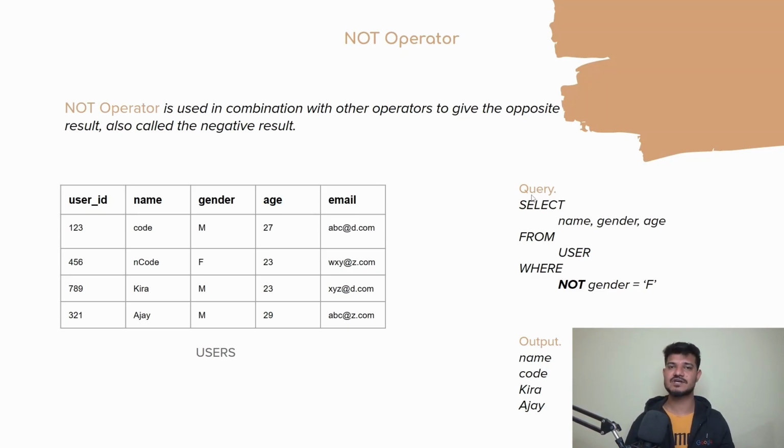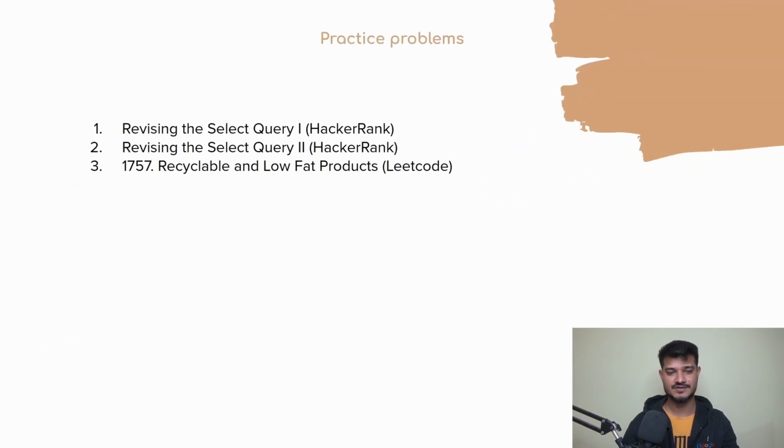Right, so till now what we have learned is how you can combine conditions using AND and OR operators, in which situation you should use the AND operator, in which situation you should use the OR operator, and what the NOT operator is and how to use it. We have learned everything here in this lecture. Now, of course, as always, we have some problems to solve. So these are three problems you can solve as practice for this lecture, right? You can solve Revising the Select Query 1 and 2 from HackerRank, and also problem 1757 from LeetCode, which is Recyclable and Low Fat Products, again from LeetCode.